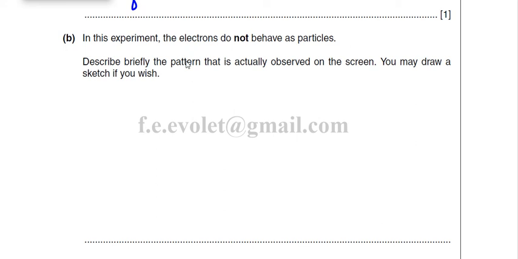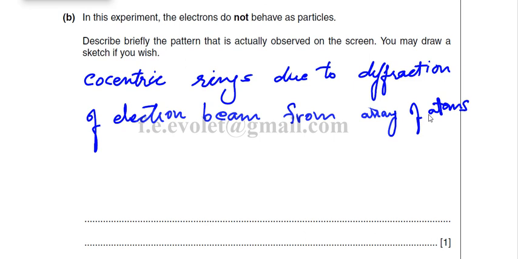We have to describe briefly the pattern: these patterns are concentric rings due to the diffraction from the array of atoms. That's how we can answer the question. If we draw it here, that's the pattern, the concentric rings. The center one is the zero order, that's the first order, and that's the second order, and we will get more and more orders of diffraction depending on the spacing and the wavelength of the electrons.